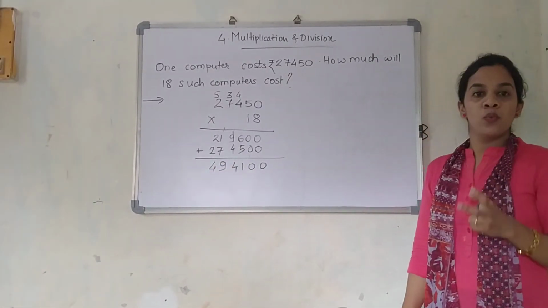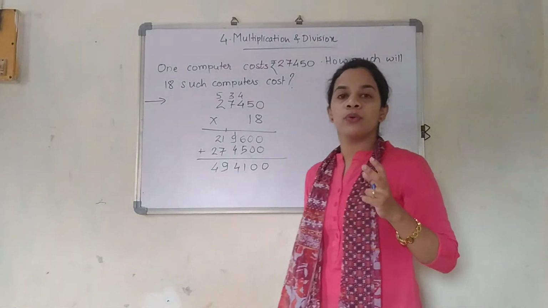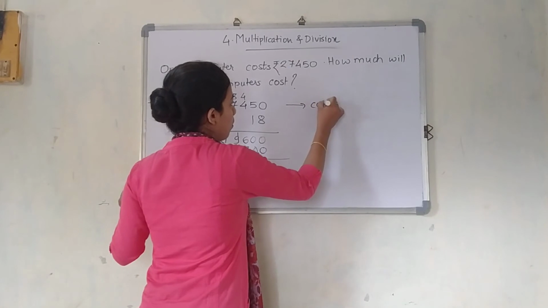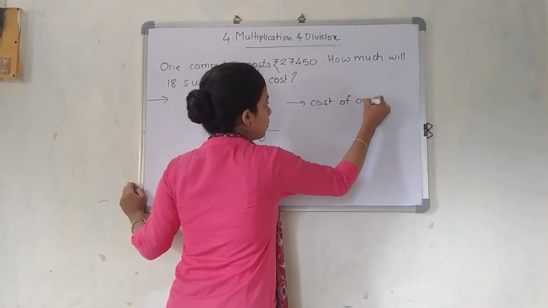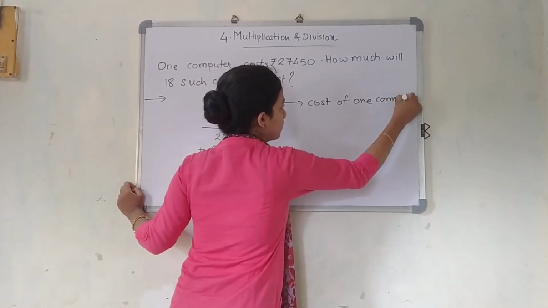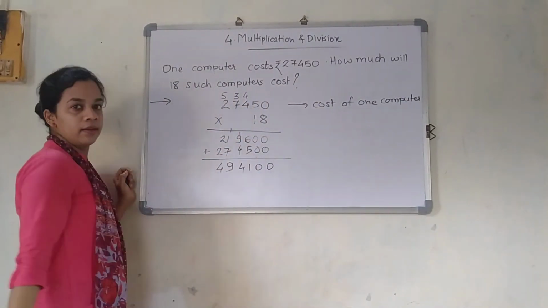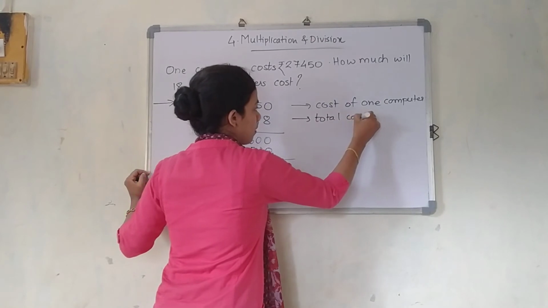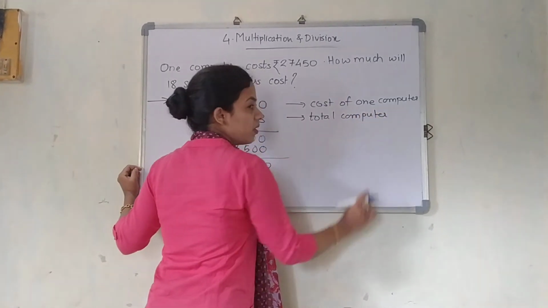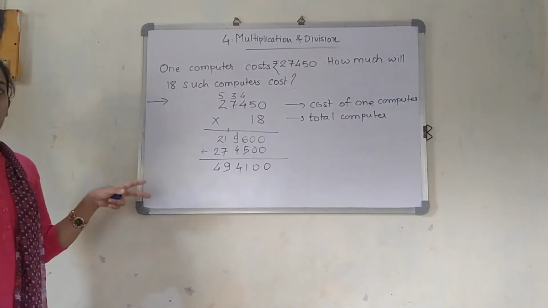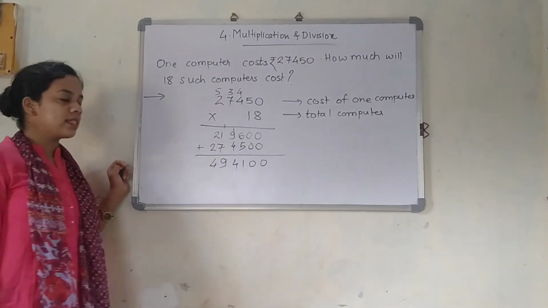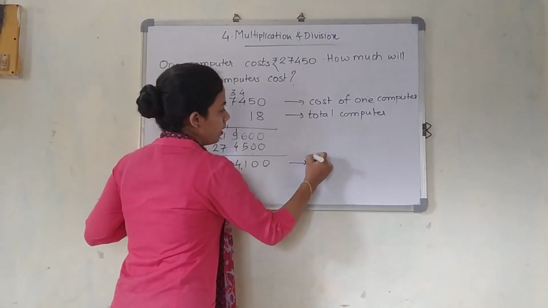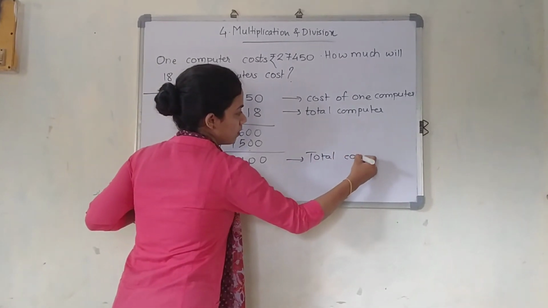So now it is a word problem. Basically I am going to write all the notations which are given. This is the cost of one computer, 18 is the total number of computers, and our answer is 4,94,100. So this will be the total cost.